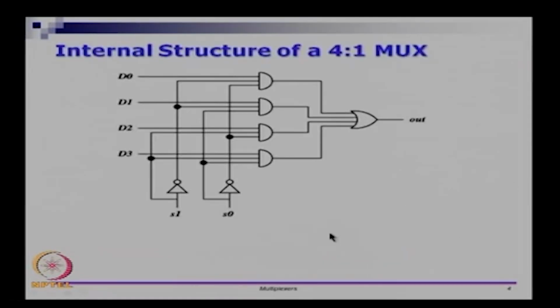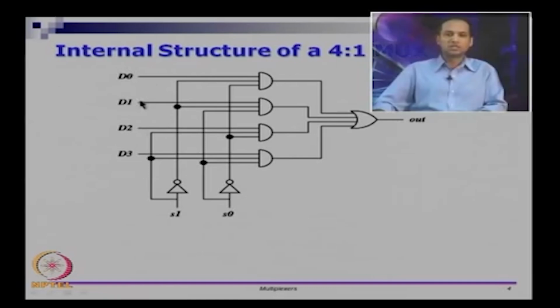So we will see a 4 to 1 mux here. The internal structure of a 4 to 1 mux looks like this. We have 2 inputs, S1 and S0, which are control inputs, and we have the 4 data inputs D0, D1, D2 and D3. What we are going to do is take all the 4 combinations of S1 and S0.